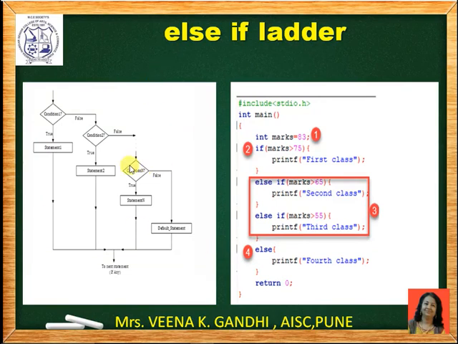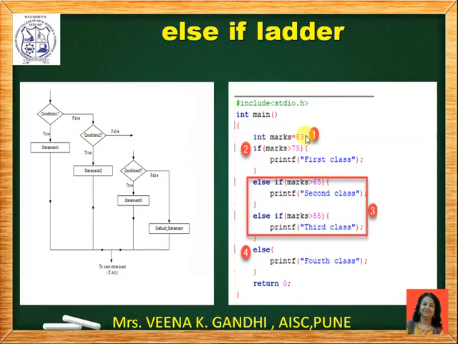You can see in the flow chart, if condition 1 is true, then statement 1 will be executed. If condition 1 is false, then else if checks condition 2. If it is true, then statement 2 will be executed. Otherwise, if it is false, then check condition 3. If it is true, then statement 3 will be executed. If it is false, then the default statement in the else part will be executed.